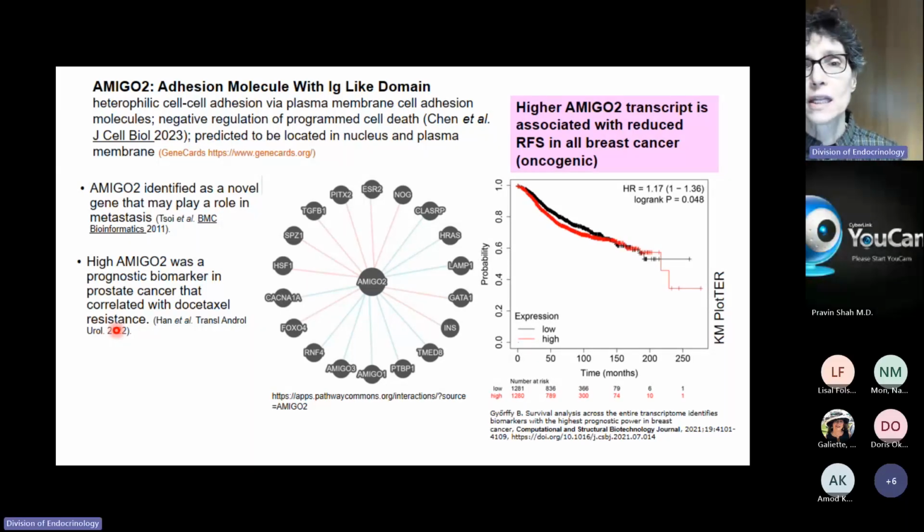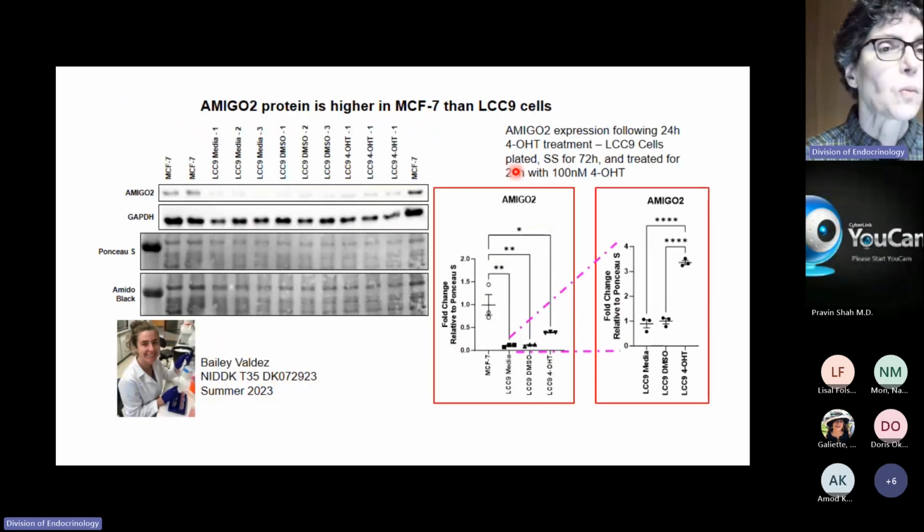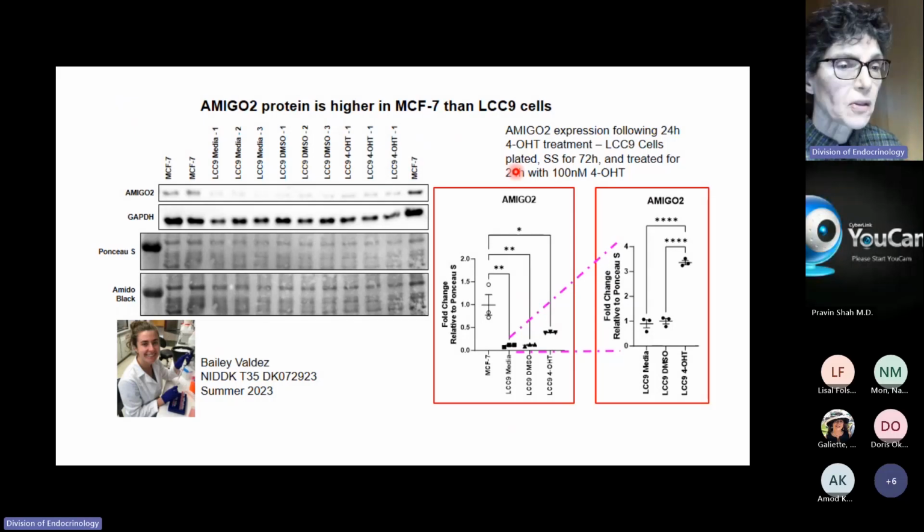If we look in KM plotter, we can see that high AMIGO2 transcript is significantly associated with reduced relapse-free survival in all breast cancer, so it seems to be potentially oncogenic. However, AMIGO2 was downregulated and was one of the 4 drug resistance related genes in patients with ER-positive, HER2-negative breast cancer, and that would mimic our LCC9 cells. So what's AMIGO2 doing?